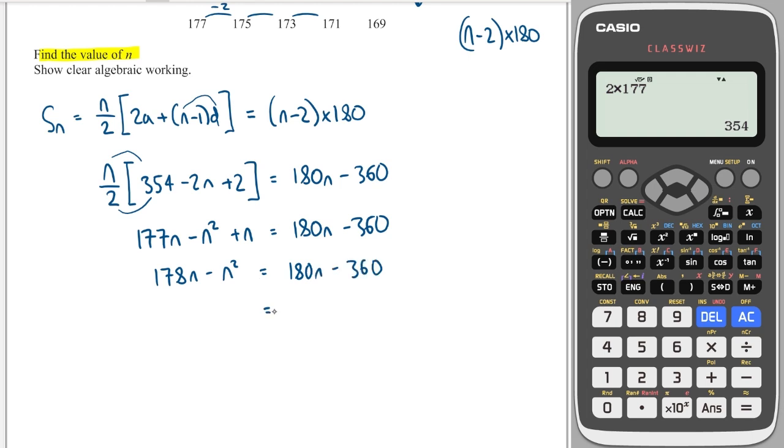I'm going to move everything over to the right in order to make the n squared positive. And taking away 178n from 180 gives me plus 2n. And we've got this minus 360 here.